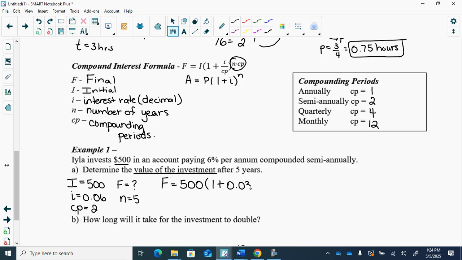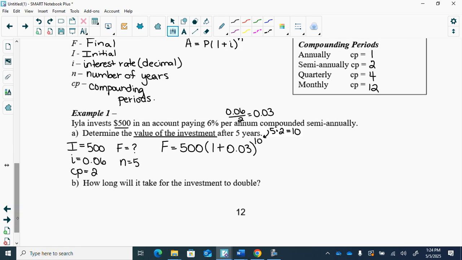0.03, because we have to do 0.06 divided by 2, correct? The compounding periods per year. What's our exponent going to be? 10. Because what are we doing? We're doing 5 years times 2 compounding periods, which is 10. Do we agree? Okay.